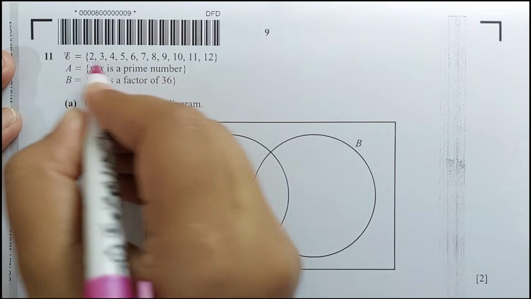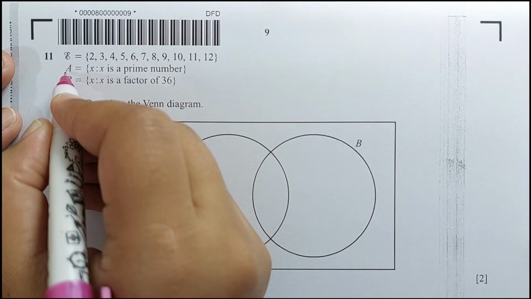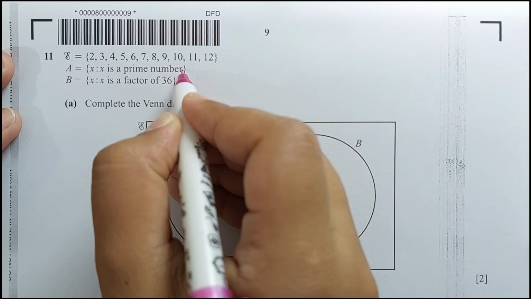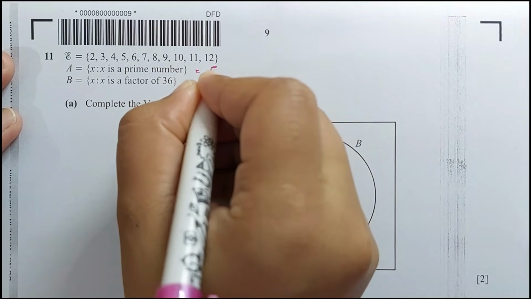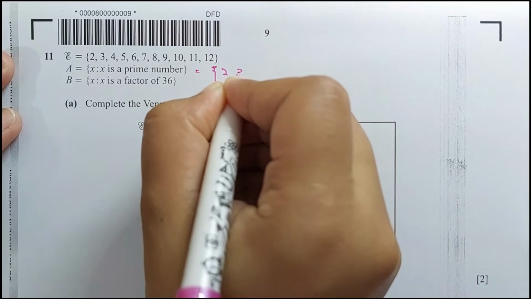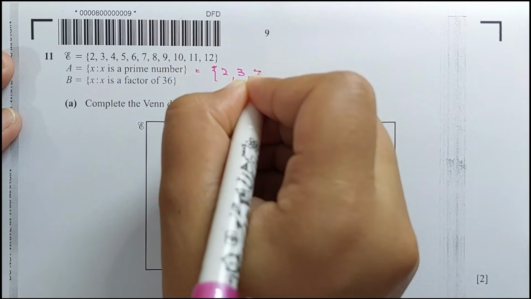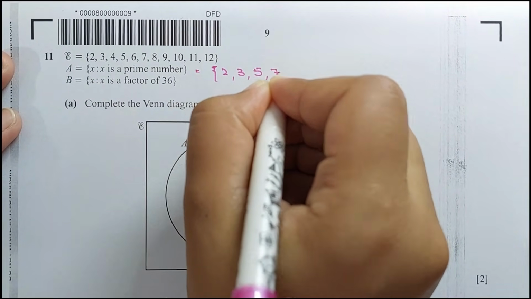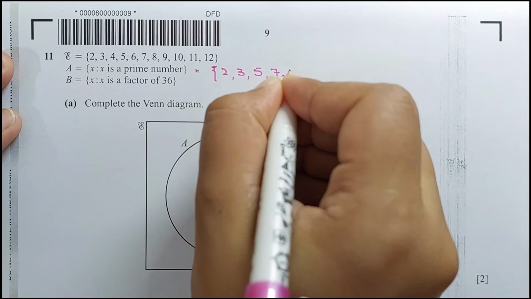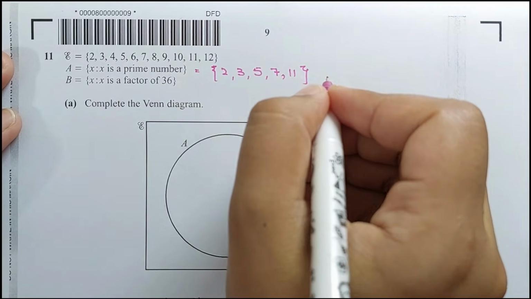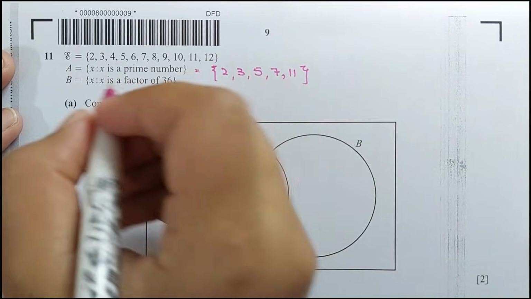Question number 11, we have a universal set. A is a set x where x is a prime number. So pick the prime numbers. The prime numbers in set A are 2 is a prime number, 3 is a prime number, not 4, 5 is a prime number, not 6, 7 is a prime number, not 8, not 9, not 10, and 11 is a prime number. Yes. So 2, 3, 5, 7, and 11.